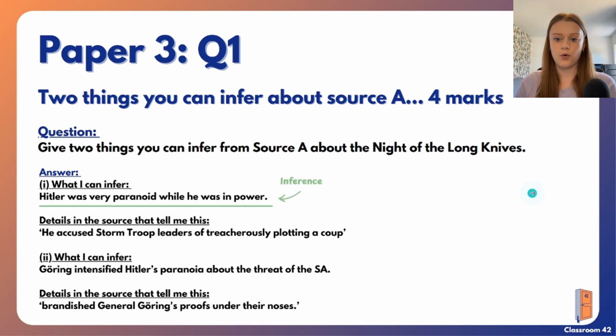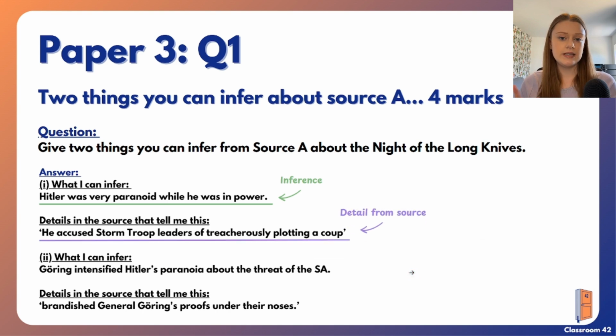So you can see here for our first subheading, we've got what can I infer? So we've made our first inference here that Hitler was very paranoid while he was in power. Then we need to include a detail from the source that tells me this. So it's always kind of easiest to just include a quote that directly shows that inference. So we've included our detail from the source there. And then we've just done the same again. So we've got our second inference, which is Goering intensified Hitler's paranoia about the threat of the SA. And then we've given our second detail from the source, which is another quote. And that is how to get 4 out of 4 marks on that first question.